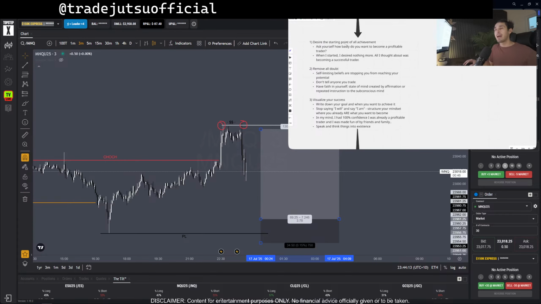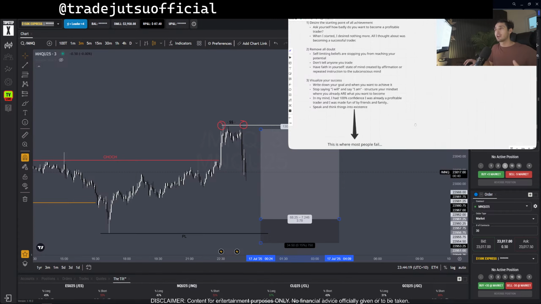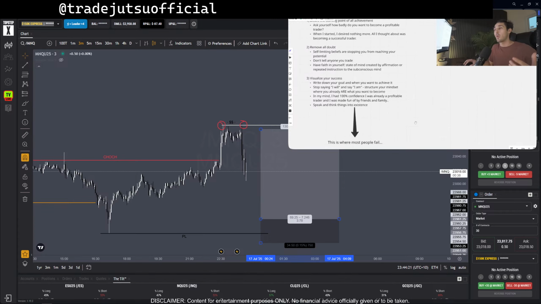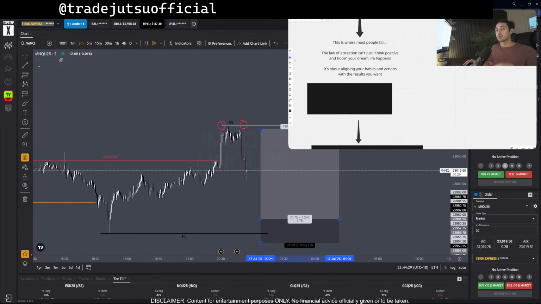And I'll tell you what, it doesn't matter how strong your desire is to become profitable. It doesn't matter if you remove all self-doubt and you have the utmost confidence within yourself. It doesn't matter if you visualize your success and structure your thinking in a way where you're already the profitable trader you want to become. None of that matters unless you align your habits and actions with the results that you want. And that's what no one wants to do. No one wants to put in the work.